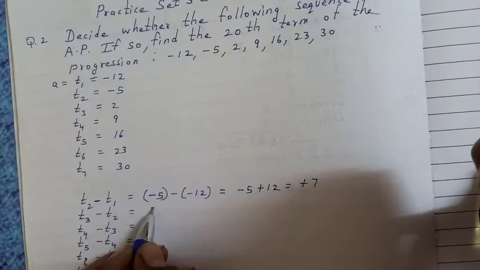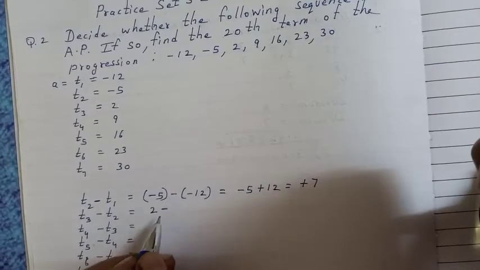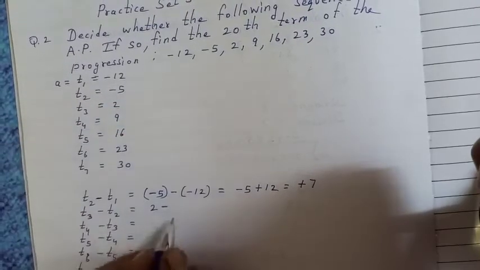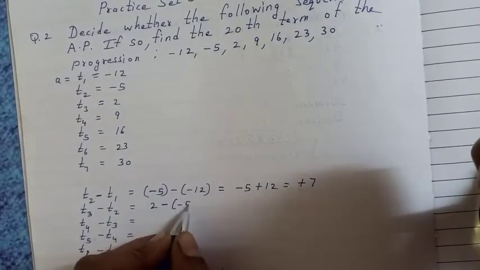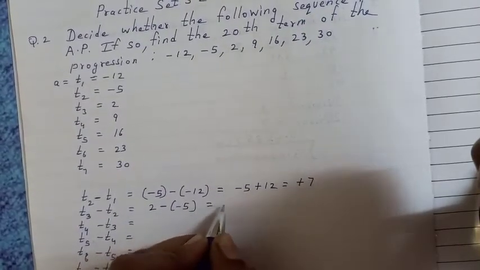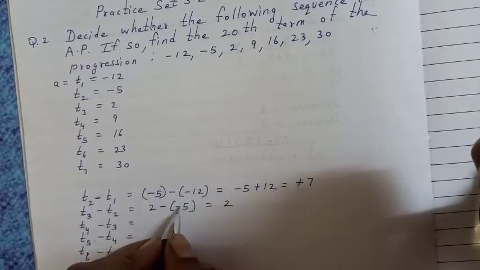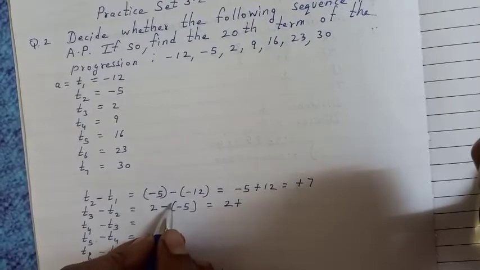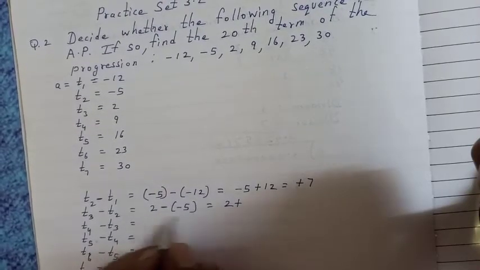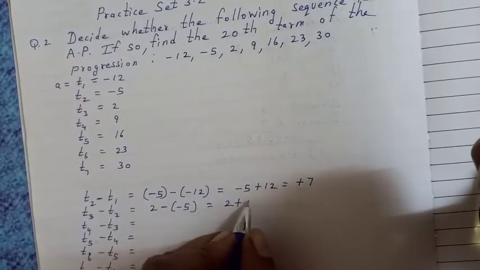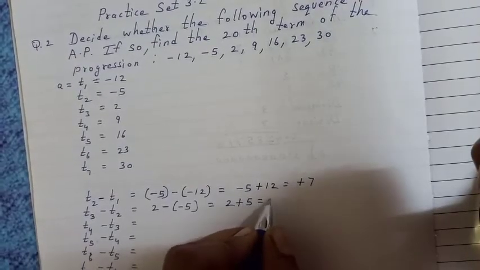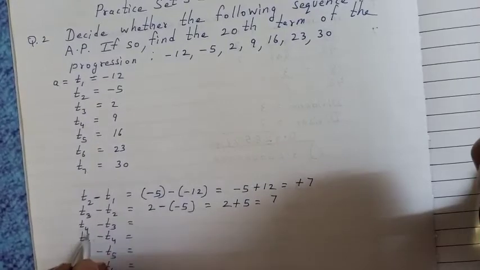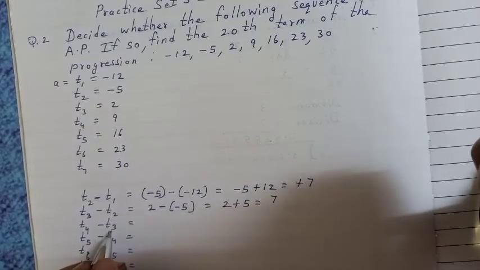Next, T3 minus T2 is equal to, what is T3 given to you? 2. Substitute. Minus, what is T2? Minus 5, so put it in bracket. Is equal to 2, minus into minus is plus. Here nothing is there, means it is 1. 1 into 5 is 5. 2 plus 5 is 7.